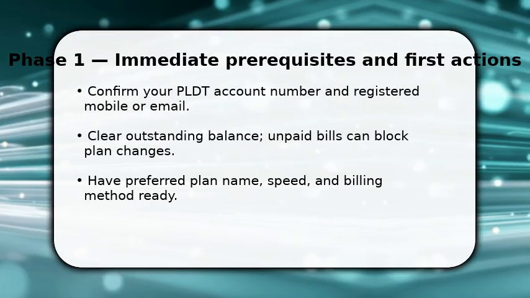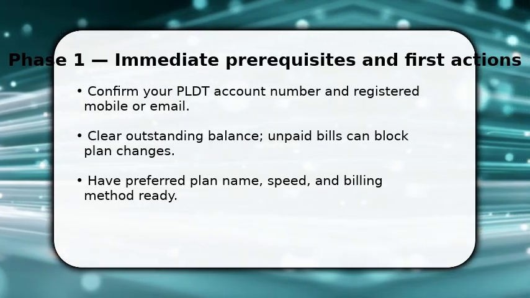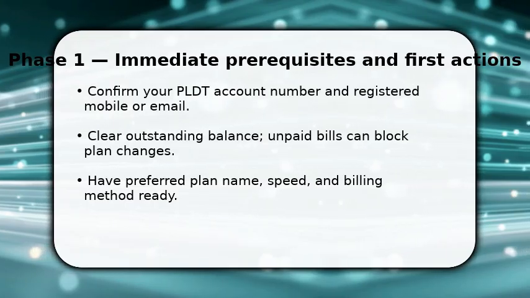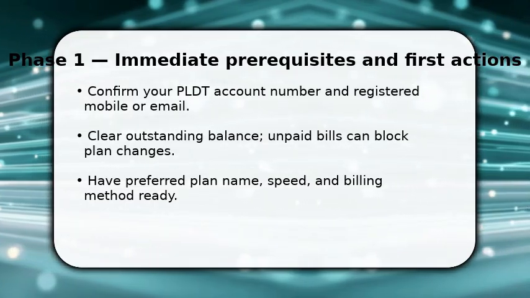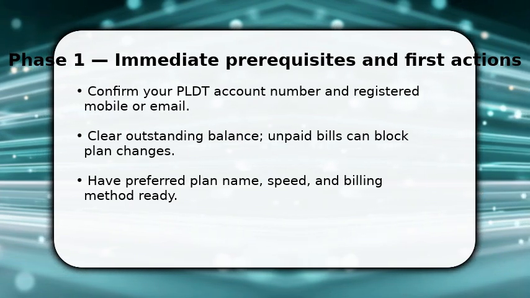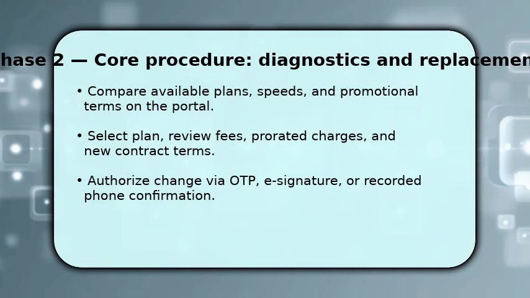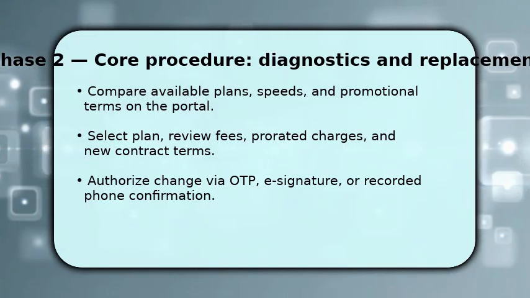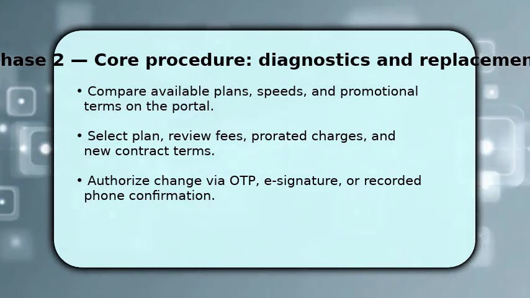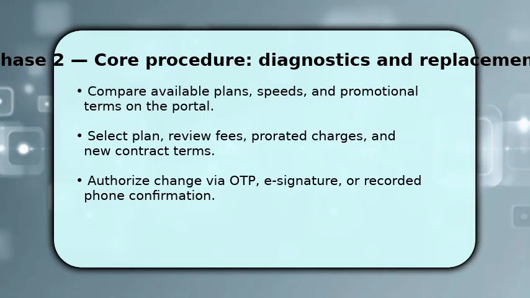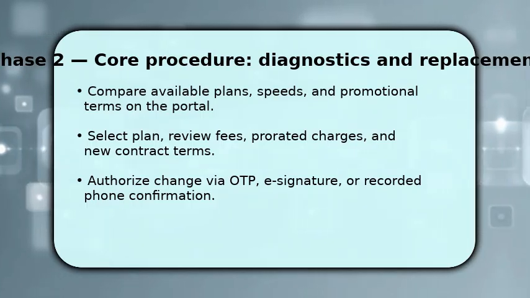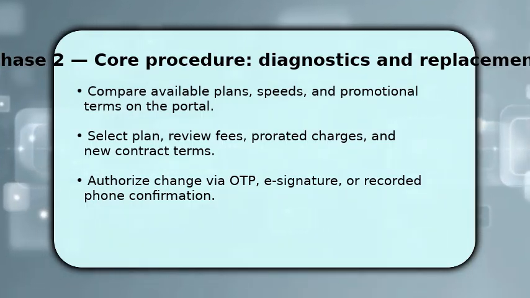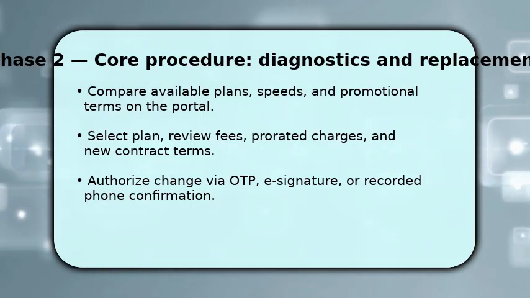Now log in to your PLDT account online or open the PLDT Home app and navigate directly to the Manage Plan or Account Services section to start the change. You now compare available plans side by side, check speeds, promos, installation or upgrade fees, and any contract extension. Once you select a plan, review prorated charges and the effective date so billing aligns.